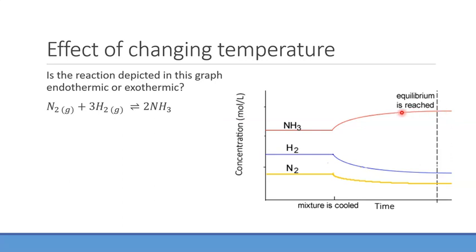Now notice how the concentrations of our components at equilibrium are different because we've cooled it off than they were when we started. That is because we have to remember that changing the temperature changes K. So equilibrium constants are only constant at any given temperature.